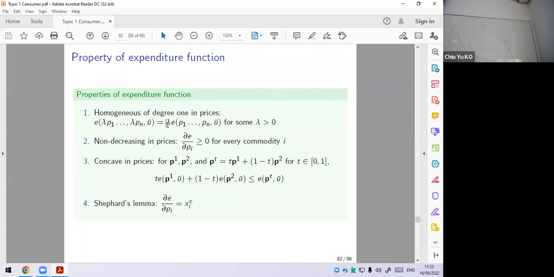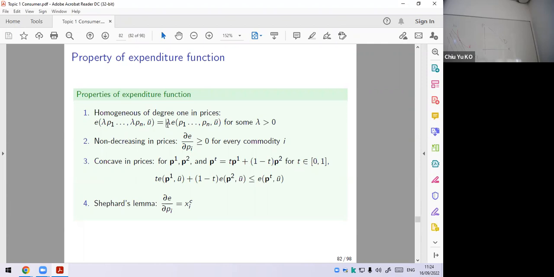And probably you may ask why I care about homogeneity of degree one, because if you know Euler's theorem, there are many properties you can derive. So that's why it's an important property. But for us, it's not a big deal, except knowing this is sufficient. The second one is non-decreasing in prices, right? So if your price goes up, your expenditure cannot go down. So I think it's simple.